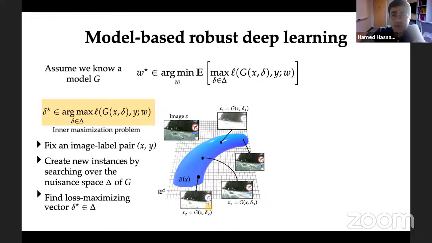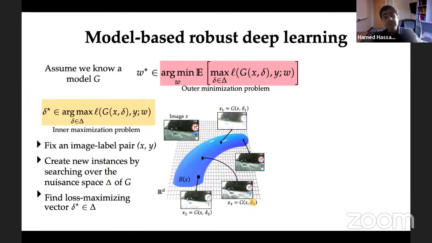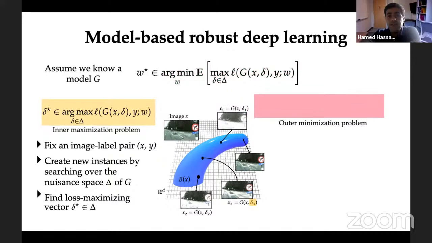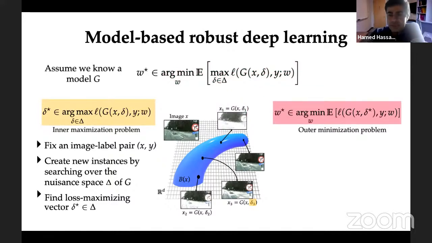So I sweep the manifold, go over all the possible images, and find the one that has the maximum loss with respect to the loss function that I have and with respect to the model. Once I found that image with the highest loss, as one of the attendees said, you can replace this inner maximization problem with delta star, which gives you the highest loss, and that's a new loss that you can minimize and find the model.